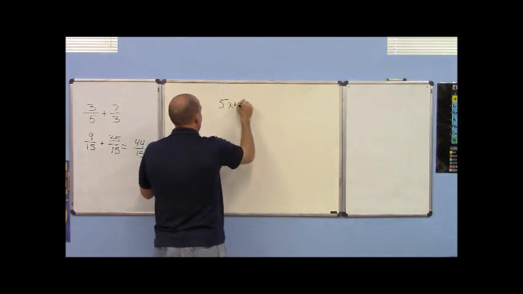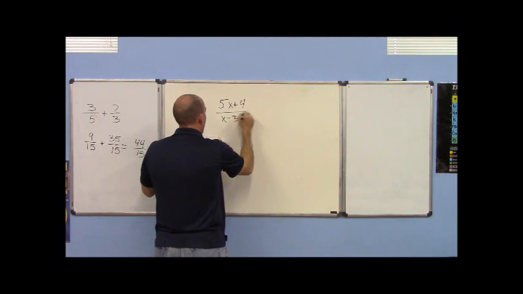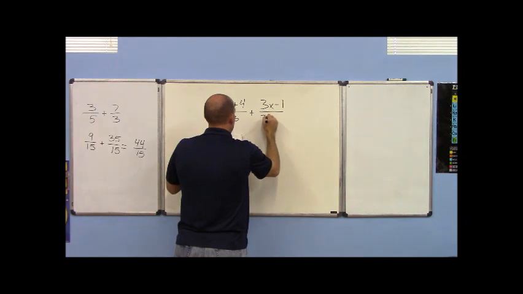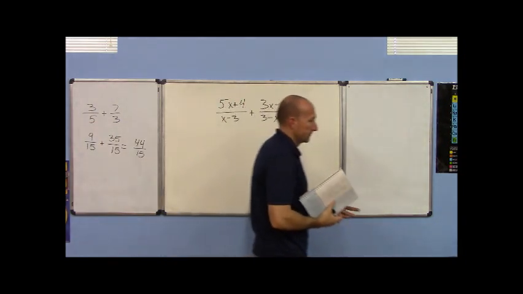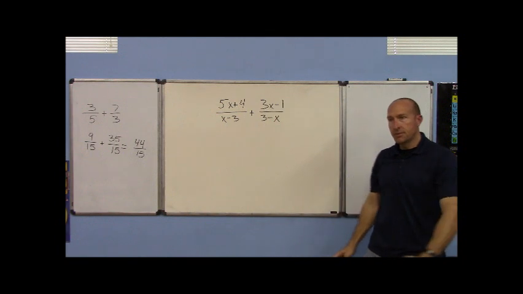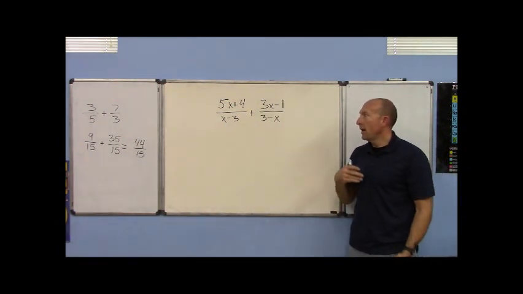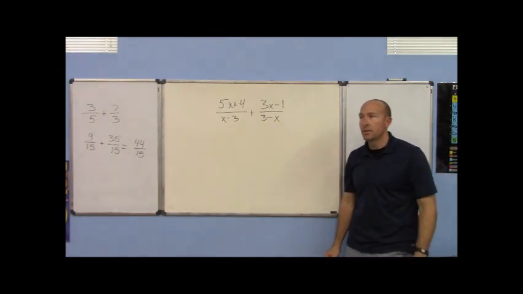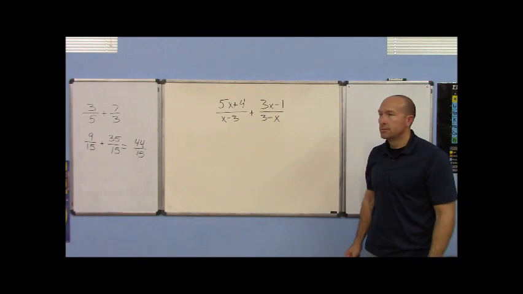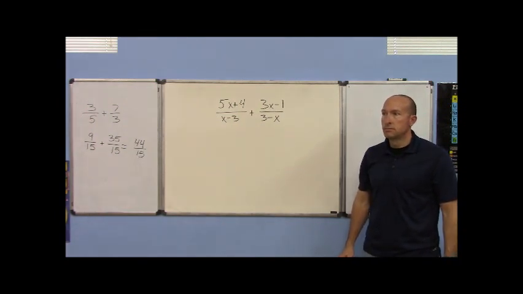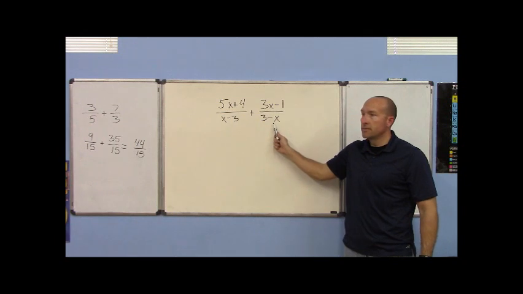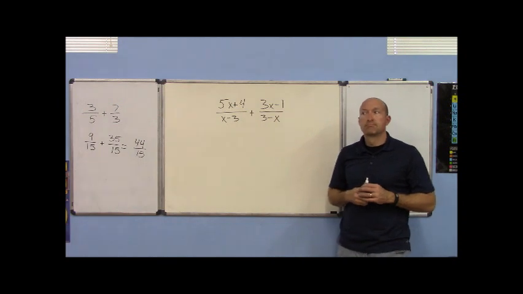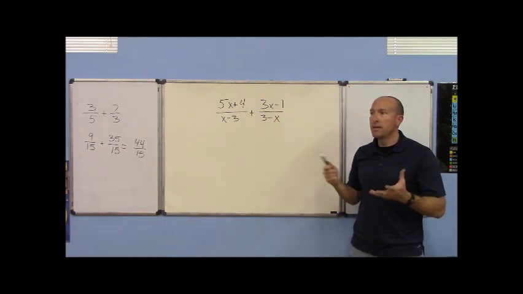5x plus 4 over x minus 3 plus 3x minus 1 over 3 minus x. Very interesting. What could be our common denominator? Without looking at your book, what could be our common denominator? X minus 3. How? Because it's on the bottom. Well, this is, but that's not what that is. Both of them have to be the same. So how can you make both of them the same?